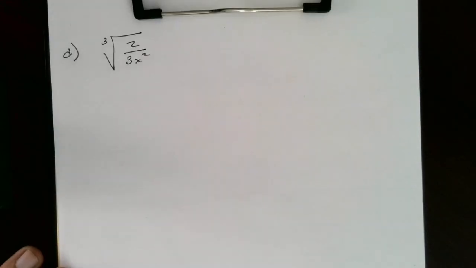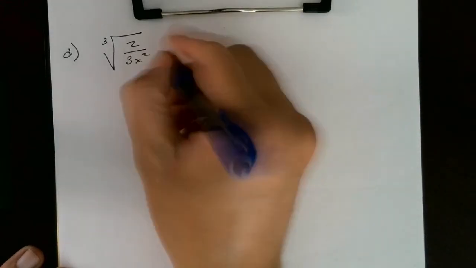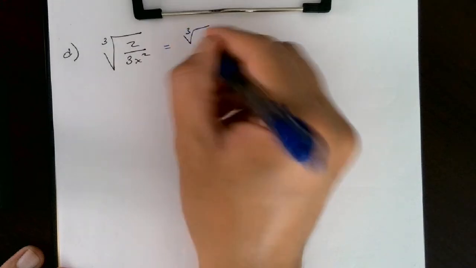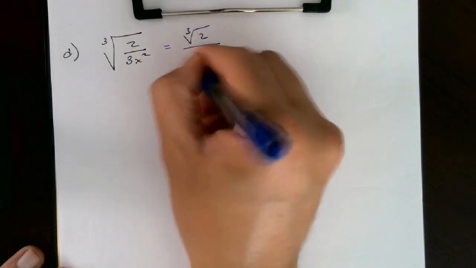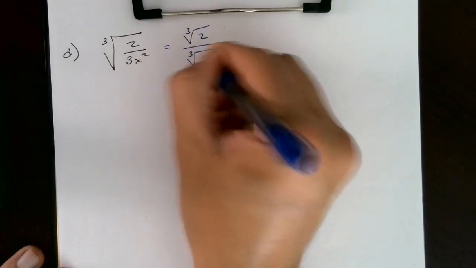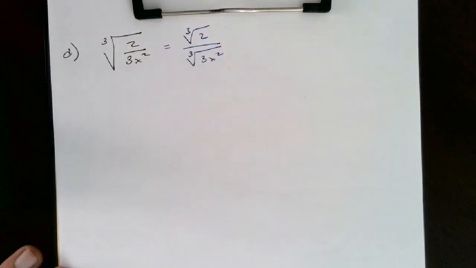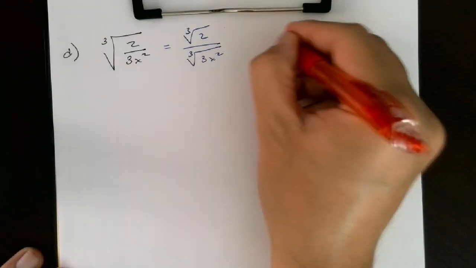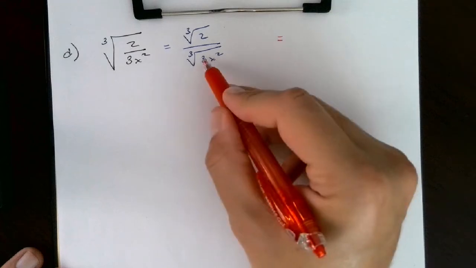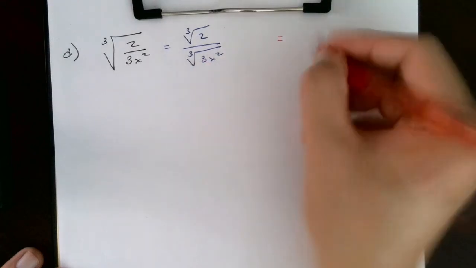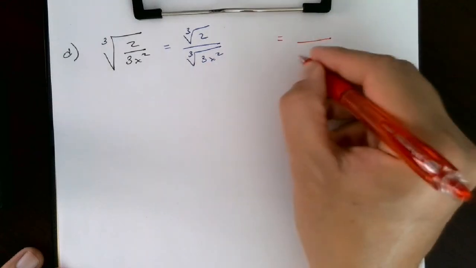So first thing I notice is that it's a cube root of the entire thing, so I really want to make this a cube root of the numerator over the cube root of the denominator. Right? So the cube root of 2 over the cube root of 3x squared. And then what I want to do is really simplify this down to a perfect cube inside of the cube root in the denominator. Remember, the numerator doesn't matter when you rationalize the denominator.